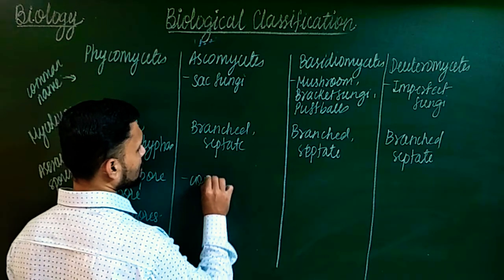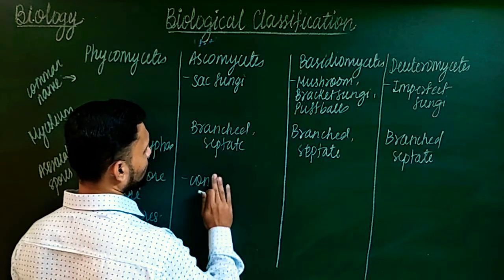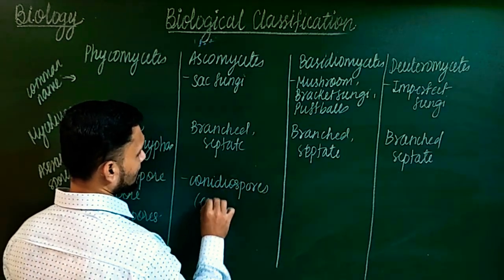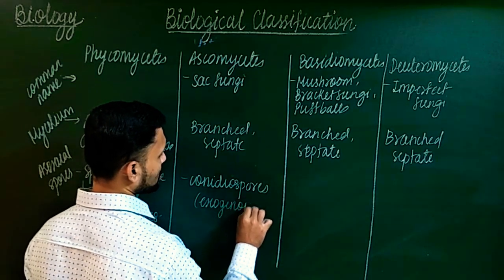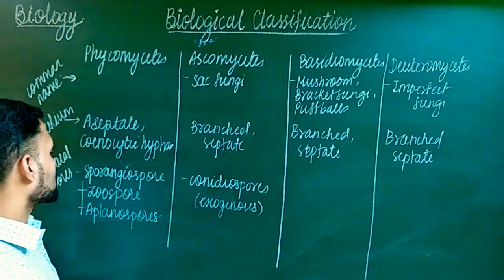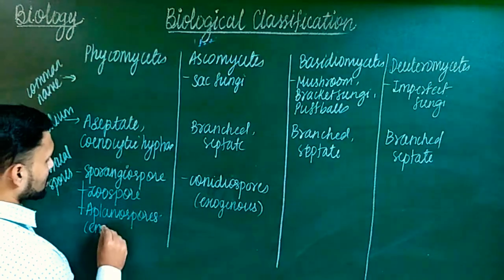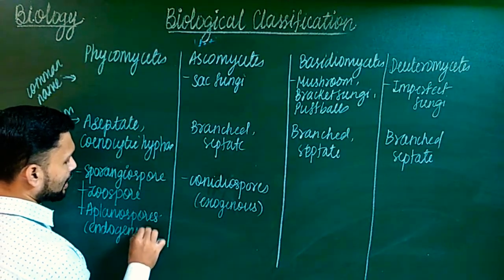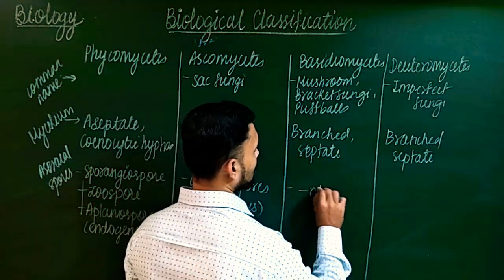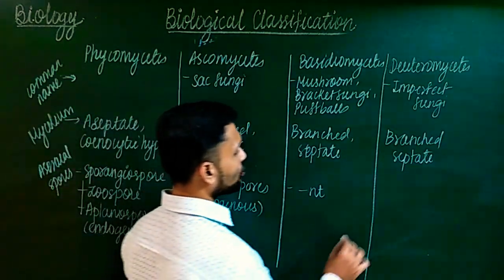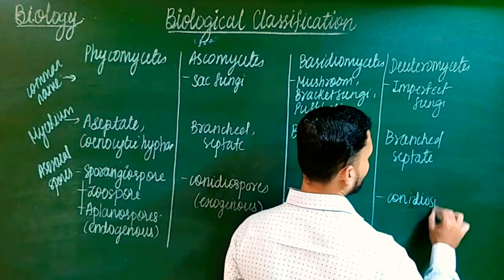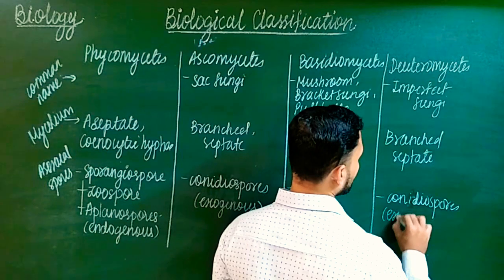Here, in Ascomycetes, conidiospores are formed, and these are generally exogenous spores. Okay, conidia are formed over here, and in case of aplanospores, you know these are sporangia. They have sporangia, so these are generally endogenous spores. These are exogenous spores. In Basidiomycetes it is absent. Asexual spores are not produced by Basidiomycetes, whereas we know conidiospores are produced by Deuteromycetes, and we know these are exogenous.